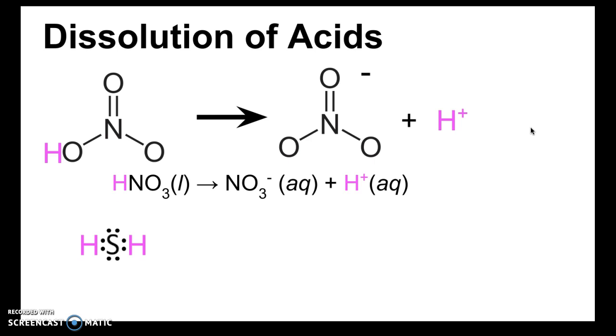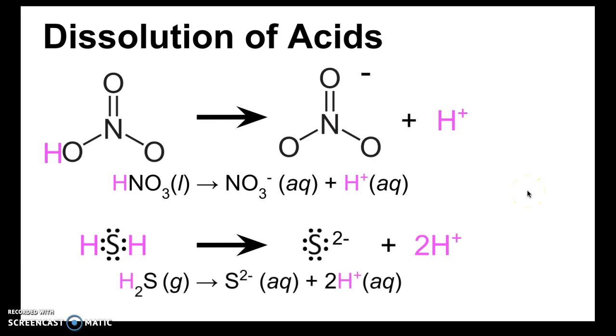Let's try that again with H2S. So once again, we're going to form hydrogens, or protons, I should say. How many protons are we going to form in this case? That's right, we're going to form 2 of those, and what we have left over is the sulfide ion, which has a 2- charge, because once again we want to make sure the overall charge is balanced out. And this is what this would look like when we write its chemical equation.